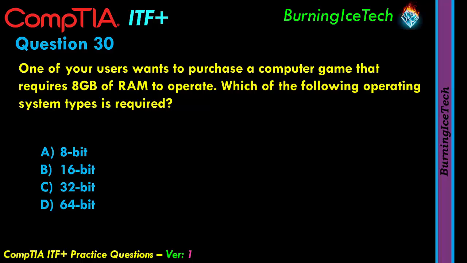Now, if you have a 64-bit operating system, you'll be able to use all your RAM. So that's actually the answer here, in case you guys haven't figured it out. So D, 64-bit operating system, is going to be your answer because it will allow you to use all of that 8 gigs of RAM for that gaming machine.